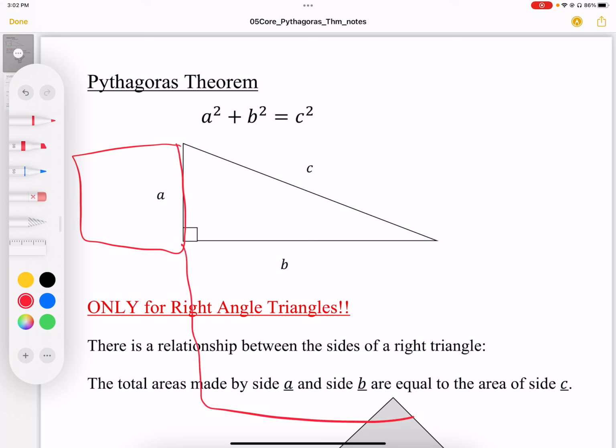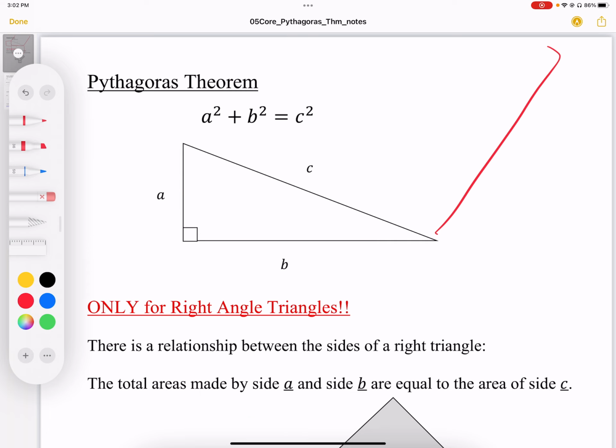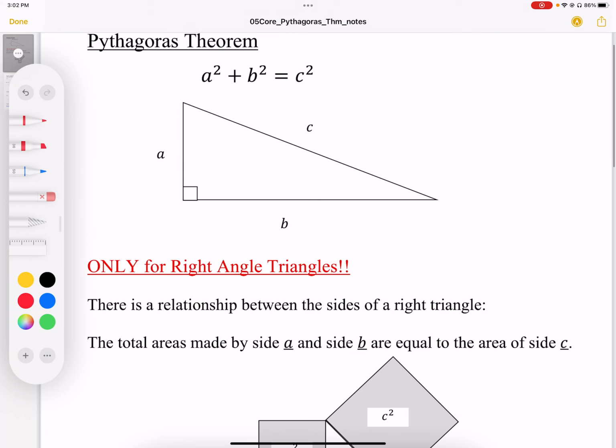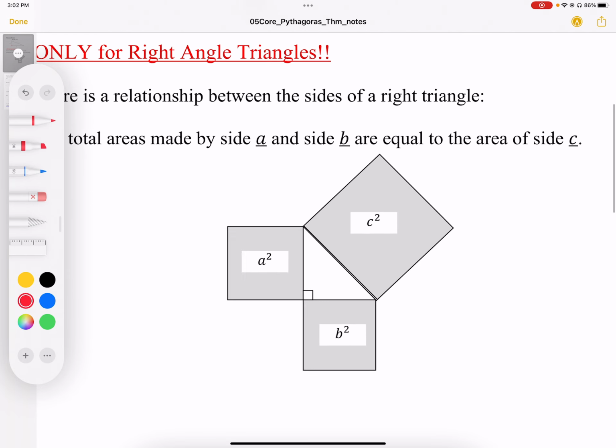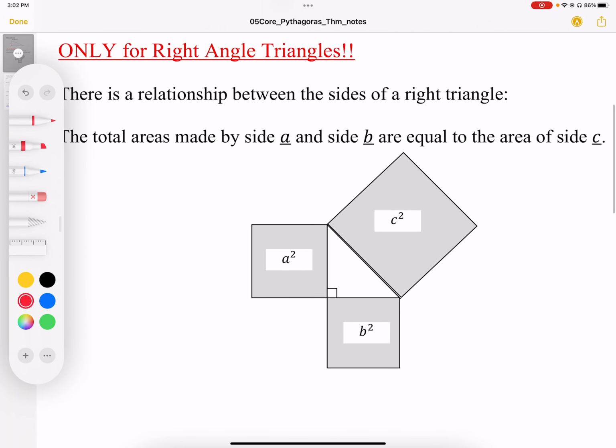and this square here is equal to the bigger square off the edge. Okay, so we're talking about square areas. And this only works for right-angled triangles. Okay, so if it's not 90 degrees in that corner, this does not work. So only for right triangles. So the relationship is the two smaller squares add up to the big square.